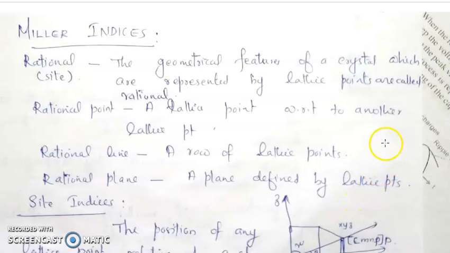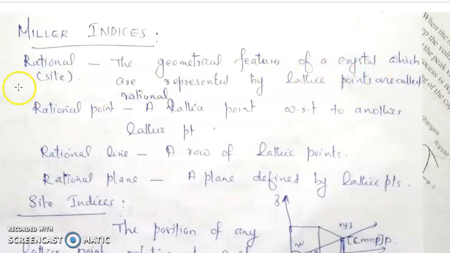Dear students, in this video we will discuss the Miller indices. A small description of that you have studied in your degree class. Now we have certain terms related to that. The first one is a site or a rational. It is the geometrical feature of a crystal which is represented by lattice points.